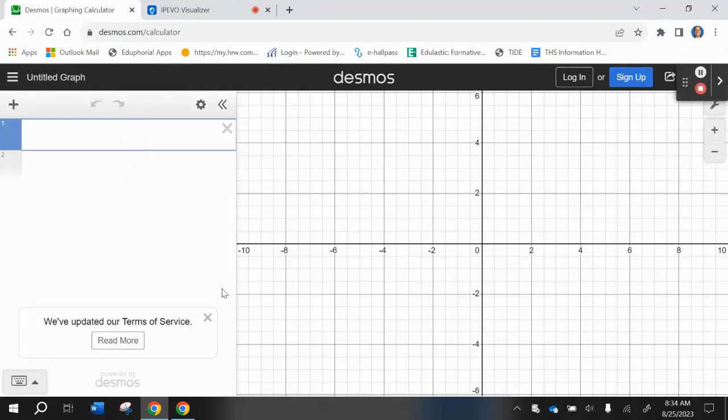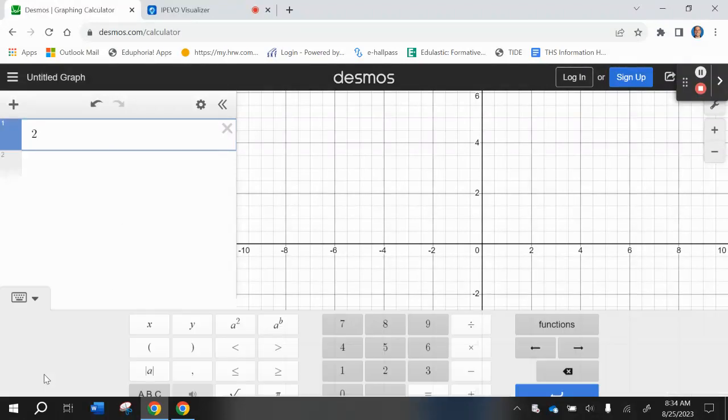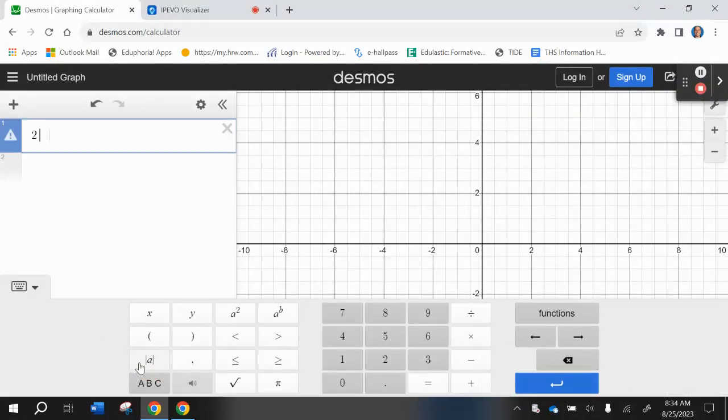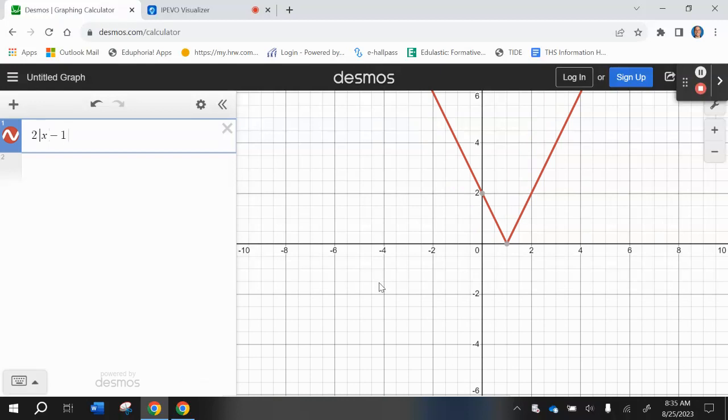So they're going to do 2. Now, to get the absolute value, I'm going to press this button right here, and then x minus 1. And let's start getting some points. I can use the points (0, 2), (1, 0), and if I keep moving, (2, 2). Okay, so (0, 2), (1, 0), and (2, 2).